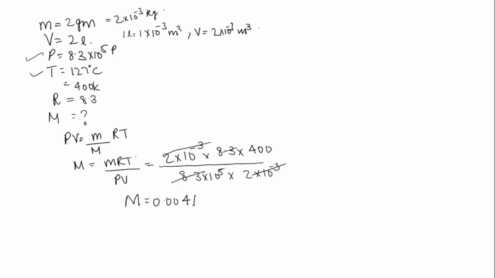So molecular mass is equal to 0.004 kilograms. But this is equal to 4 grams. So molecular weight of helium is 4 grams. So the gas is helium. So the option is 3.